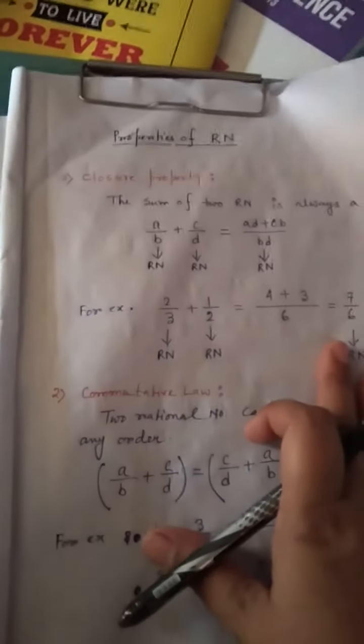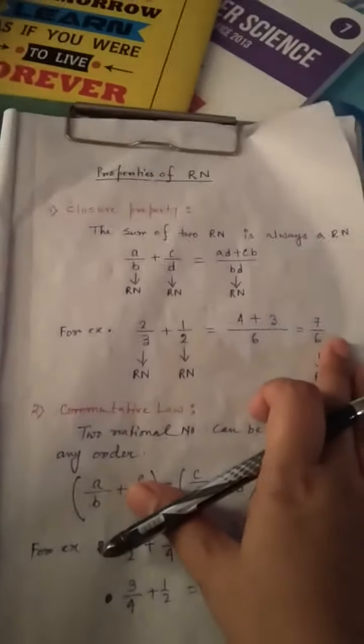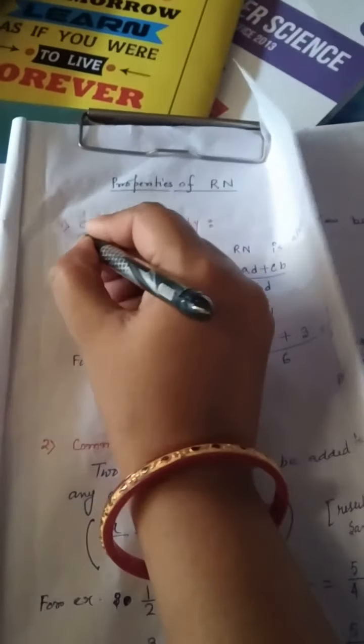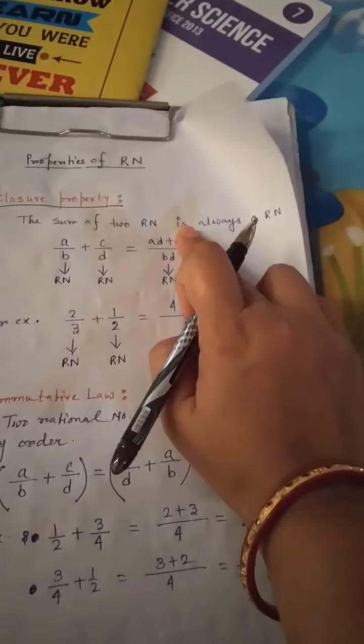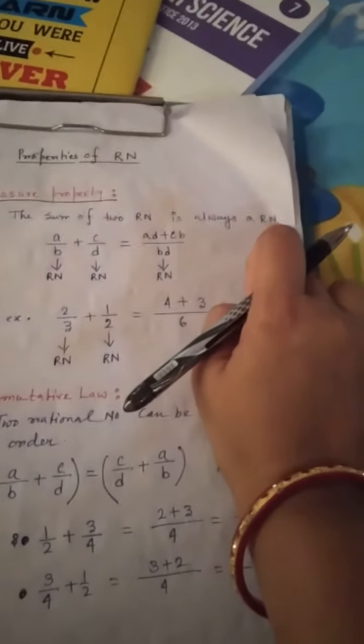Now what are the properties? There are several properties of a rational number. The first one is the closure property. Now what does the closure property say? The sum of two rational numbers is always a rational number.